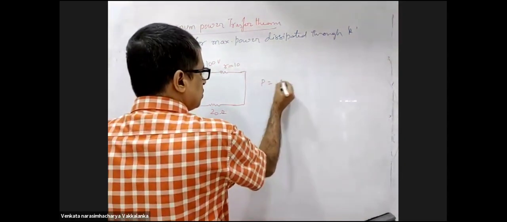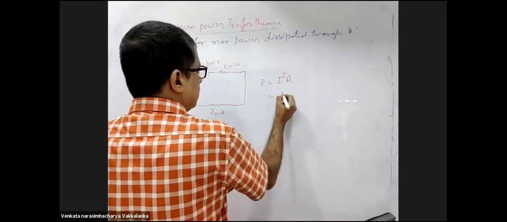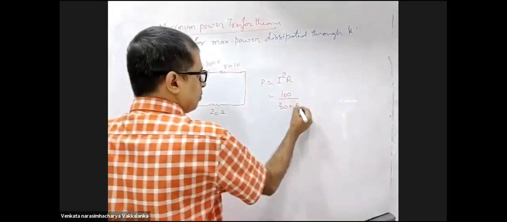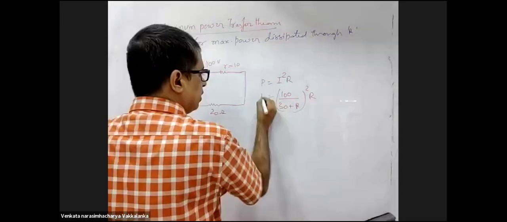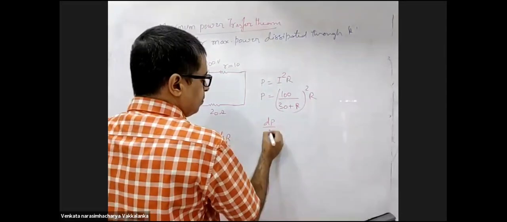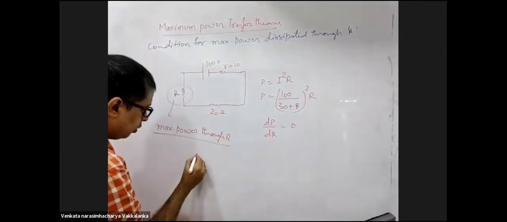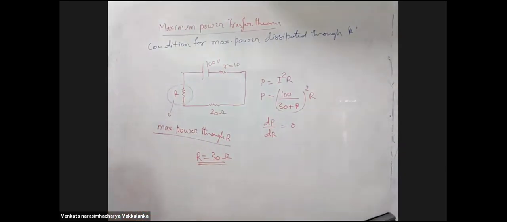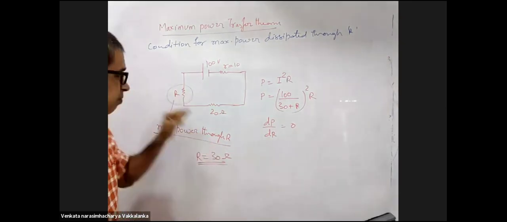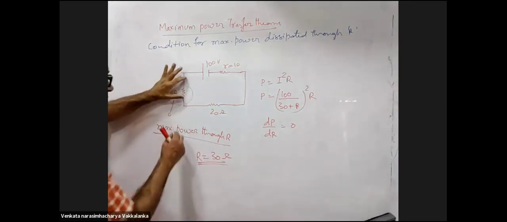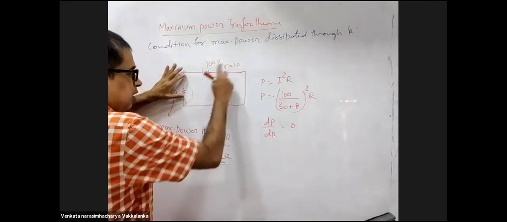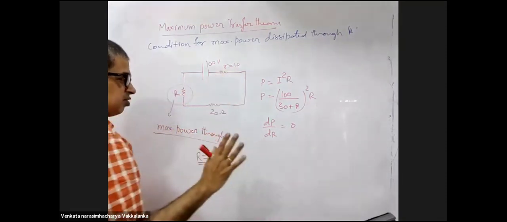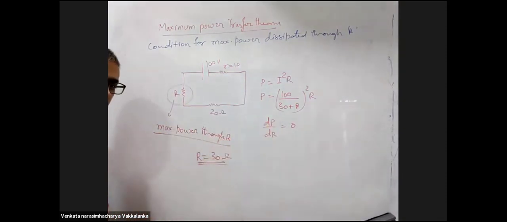You can solve this as I square capital R, 100 divided by 30 plus capital R, whole square, into R. Differentiate this, dP by dR equal to 0. You will get R is equal to 30 ohm. Maximum power dissipated through this will be when this resistance is equal to the remaining all resistances. Consider this to be internal resistance of this. They both are in series. Net is 30. So differentiate that and you will get R equal to 30.